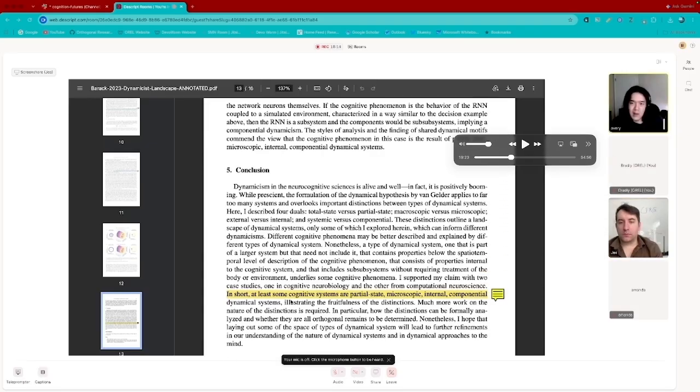So in short, at least some cognitive systems are partial state, microscopic, internal, componential dynamical systems, illustrating the fruitfulness of the distinctions. Much more work on the nature of distinctions is required, in particular how the distinctions can be formally analyzed and whether they are all orthogonal remains to be determined. So that's sort of the argument that they're making in that paper.